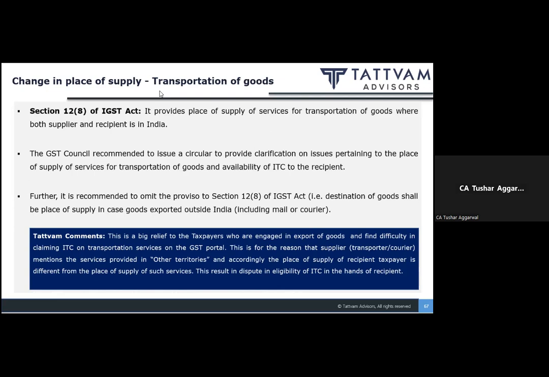Though legally there is no restriction in the law that place of supply has to be the recipient state, in the portal there is a restriction. So practically the taxpayer was not in a position to claim the credit. And now what they have done is that they have amended this rule, this proviso which is there in section 12.8. They will omit this proviso that the destination of goods shall be the place of supply in case goods are exported outside India. In such a situation, my place of supply will be the location of the recipient and credit will flow. Accordingly, it's a big relief to the taxpayers who are engaged in export of goods.